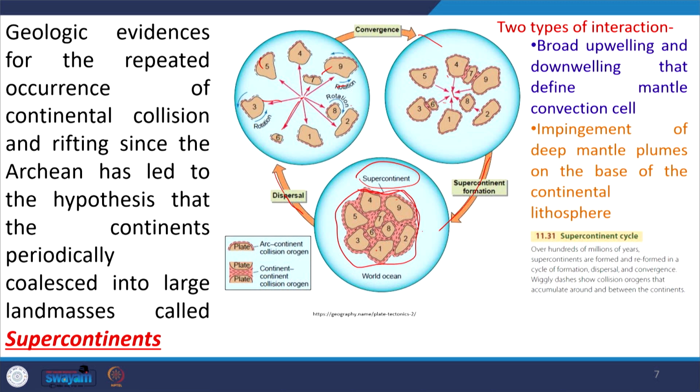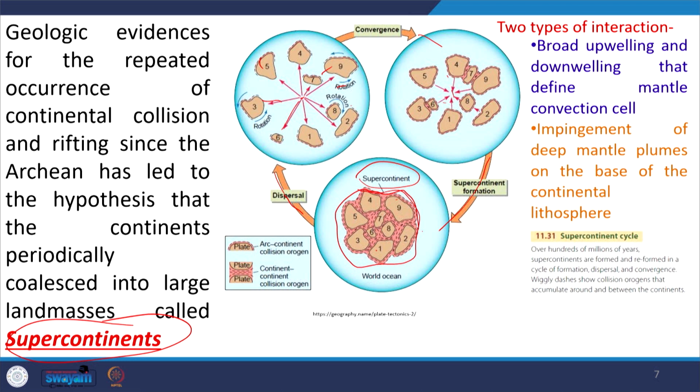So, this cyclic process of formation of the continent and this breaking of this continent, it comes under this umbrella that is supercontinent cycle, and this occurrence of ocean basin and its closure, it comes under the umbrella of Wilson cycle.